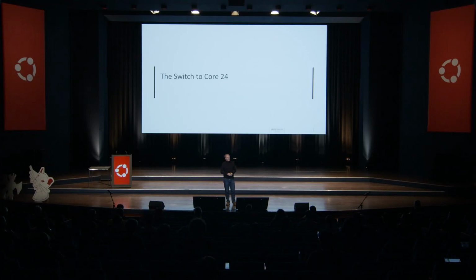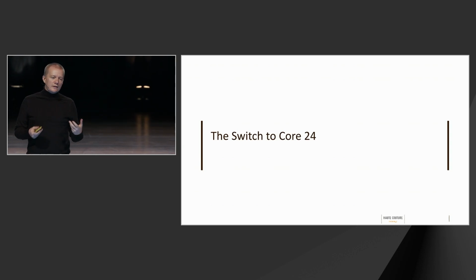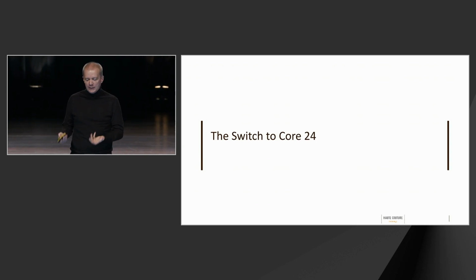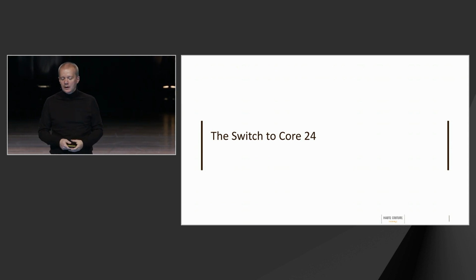All right, so further work coming. As you've seen from the slide, that was all Core 22. We have the switch to Core 24, which is in the works. We've been waiting for KDE Neon to have a Noble Numbat snapshot because that actually helps us, right?